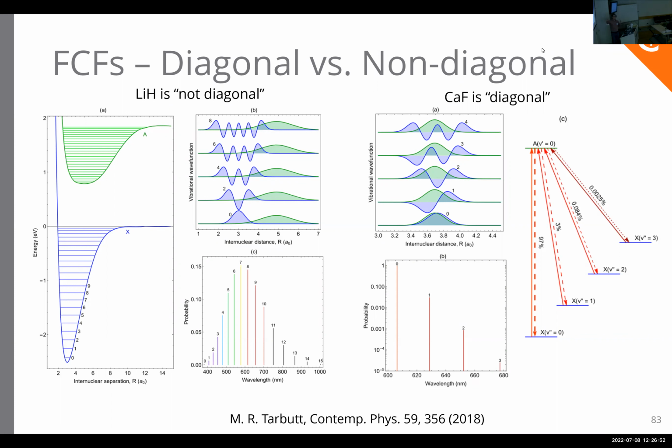This is a log scale. That's important. 97% of the time it doesn't change state. 3% of the time it increases by 1, 0.084% it changes by 2, and exponentially down. So with just a handful of lasers, with 3 lasers, if you drive this transition and this transition and this transition, except for 0.0025% of the time, you'll go back into a state where you have a laser addressing that state. And so with calcium fluoride, you can scatter many, many, many photons.